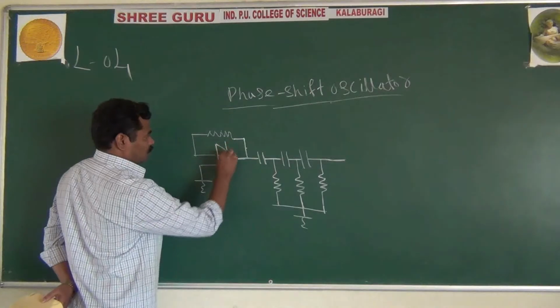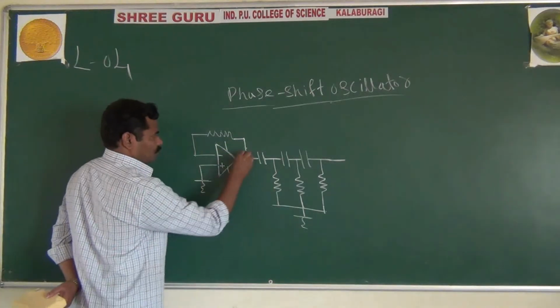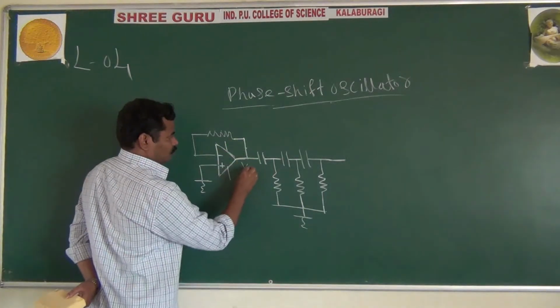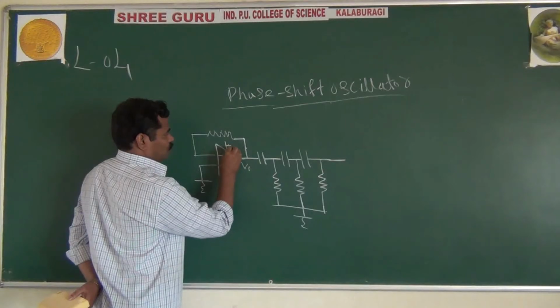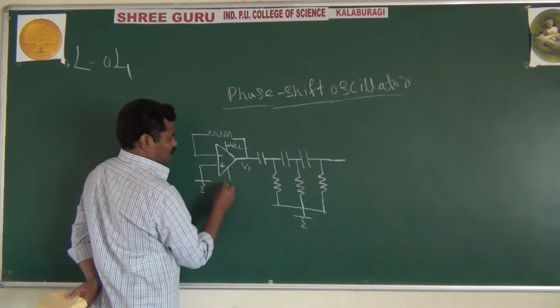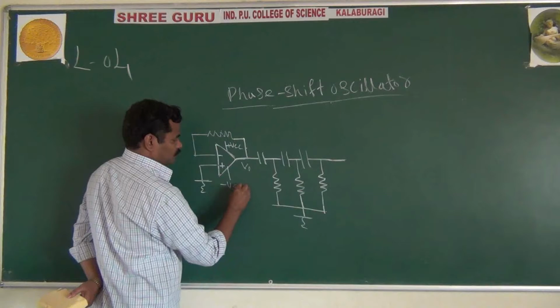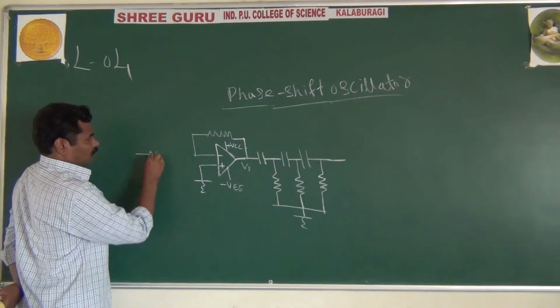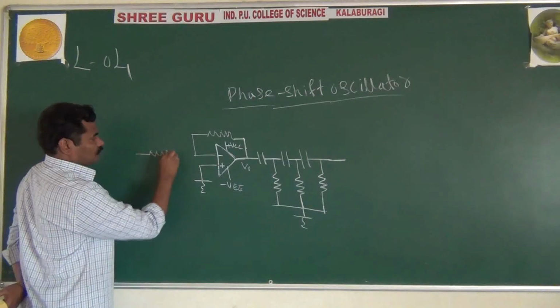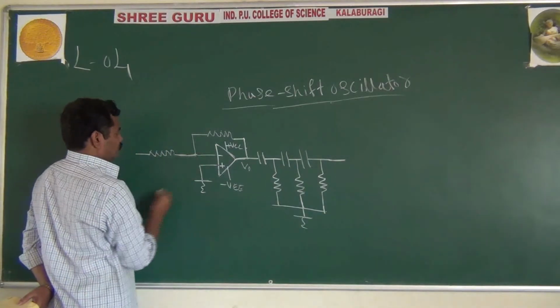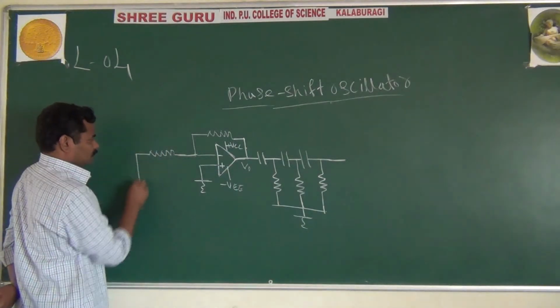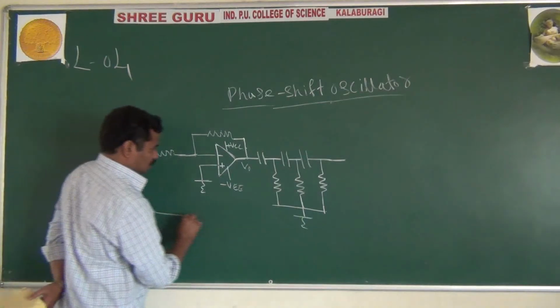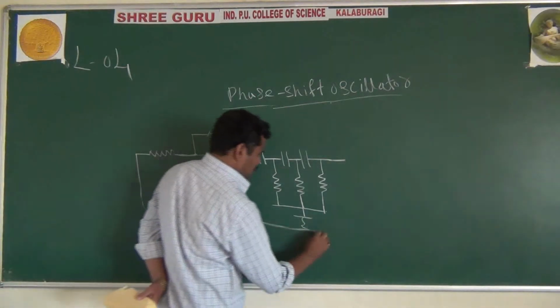And here as usual, this is your output. This may be positive VCC, and this is your negative VEE. And here we are using a resistance. This is given to the feedback. This is nothing but applying to the feedback.